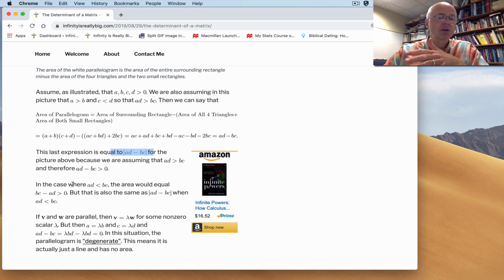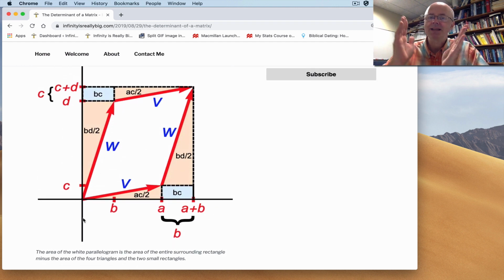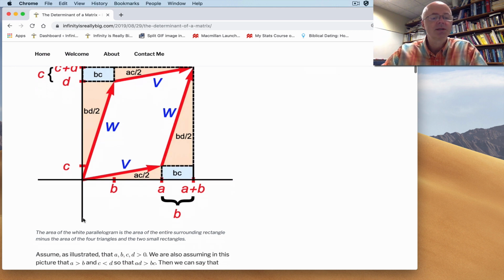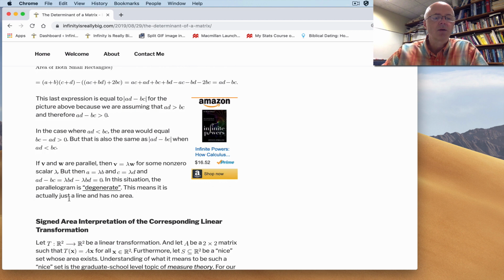In the case where the determinant is negative, the area ends up equaling this, which is the opposite of the determinant. In general, then, the area does equal the absolute value of the determinant. Is it possible for that area to be 0? Yeah, it's actually possible because v and w could be parallel to each other, and if that's the case, the parallelogram would get flattened. It would really be just a line, and it would have 0 area, and that's what I talk about right here. It would be a degenerate parallelogram.